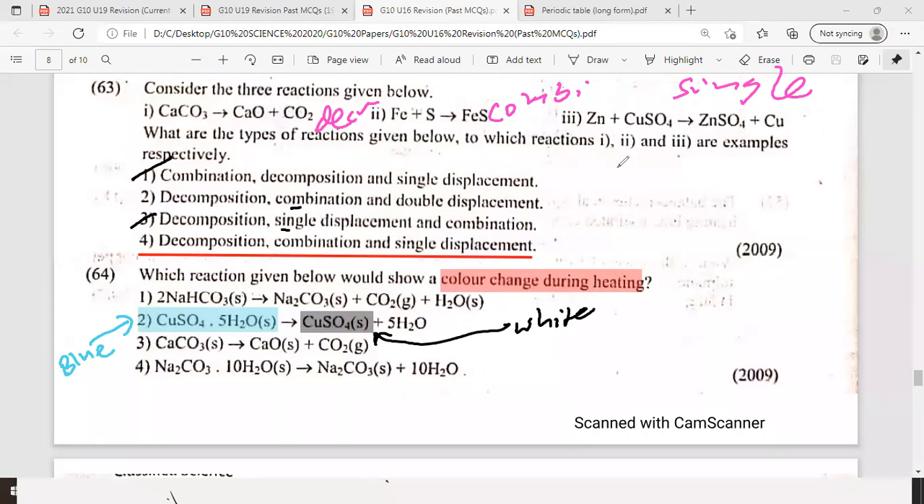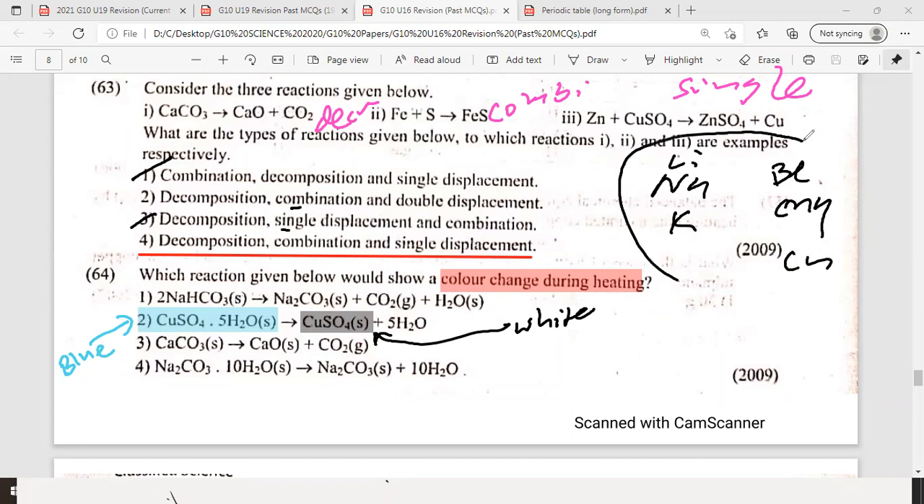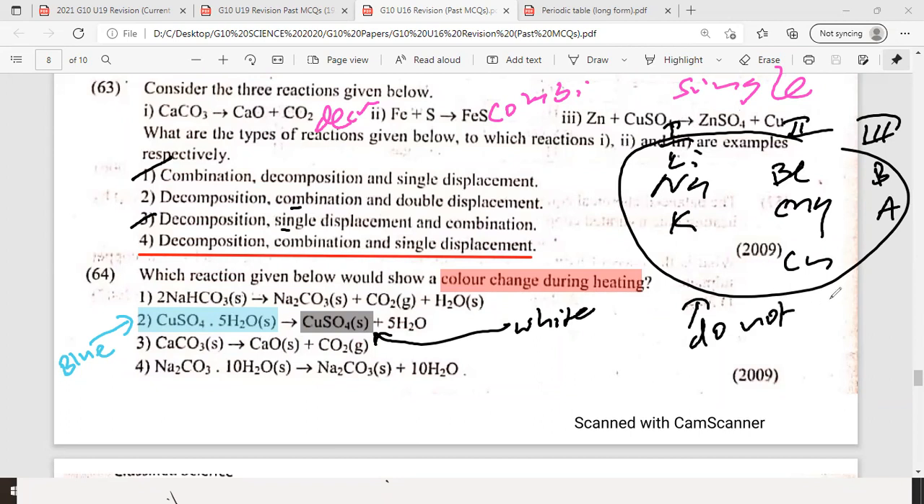Remember, sodium, potassium, lithium, beryllium, magnesium, calcium. These compounds do not form colored compounds. Look at the screen, everyone. Lithium, sodium, potassium, group 1 and group 2 metals do not form colored compounds. Right here. They do not form colored compounds.